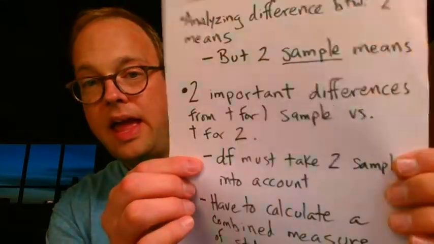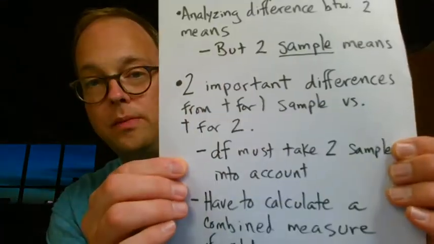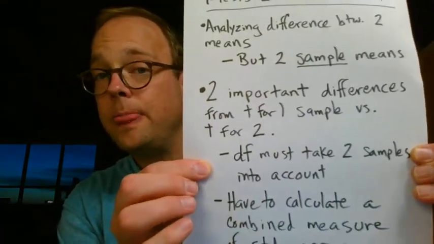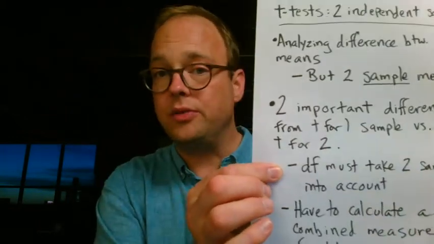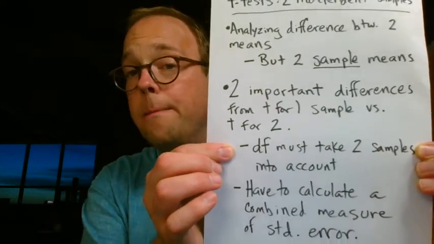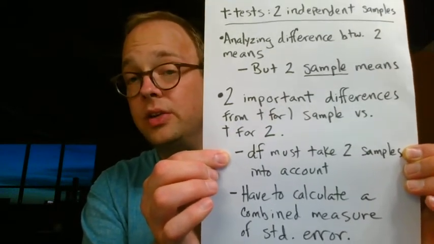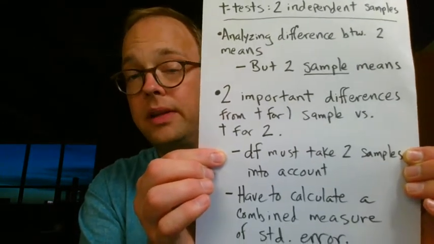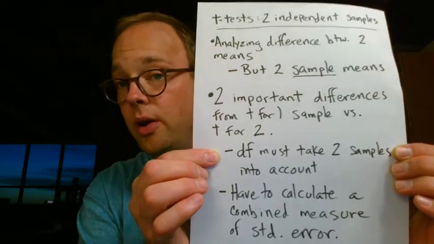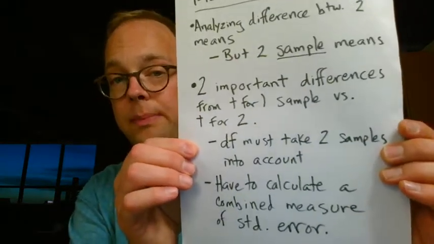First, a t-test for two samples has to take two samples into account. The degrees of freedom have to be different, and we'll talk about how the degrees of freedom differ. It's not overly complicated, but it is an important difference that you'll need to keep in mind in order to choose the right t-value from the probability distribution and also to do the correct calculations. So degrees of freedom have to take two samples into account. Now let's talk about what that means, taking two samples into account.